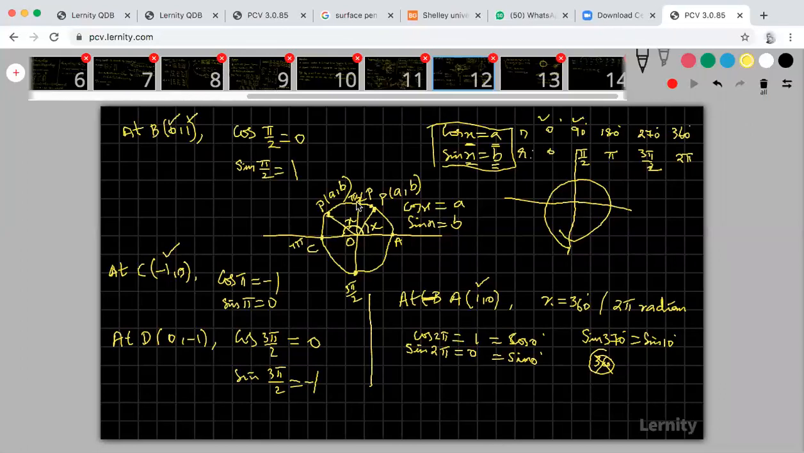Suppose you take a point here, what is your cos x? Your cos x is 0, sin x is 1. Why? Because this point is 0, 1. Suppose you take P here, your cos x is equal to -1, sin x is equal to 0. Why? That point is -1, 0. Your x coordinate is your cos x value, y coordinate is your sin x value.